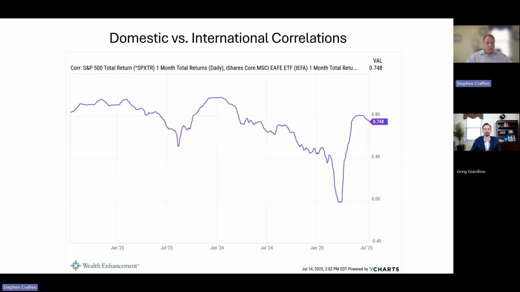What's interesting here is you see that there seems to be a general downward trend in terms of the correlation, because for a long time international is highly correlated to domestic. Look, we don't know that this trend is going to continue, but it is becoming gradually less correlated, and that could be in part because of the currency, which you mentioned too, Greg. That's certainly a factor.